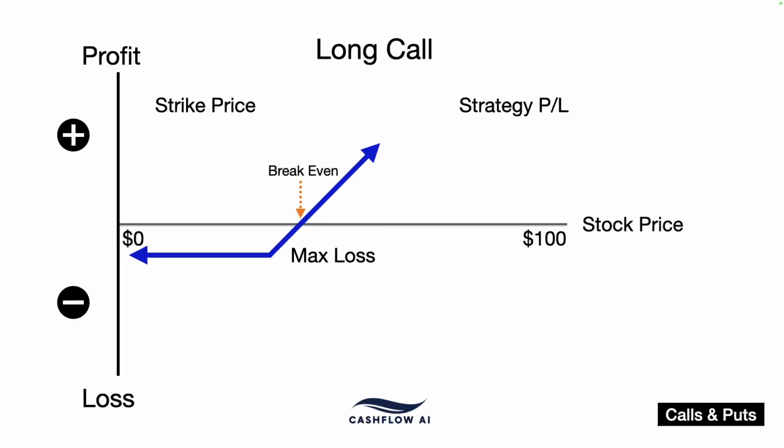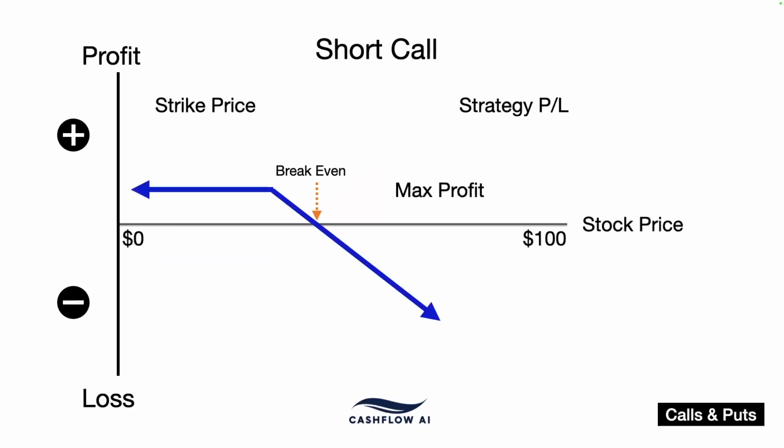A long call strategy is a bullish position. It is a position where we expect the stock to go higher. Now let's look at the complete opposite, which would be a short call. A short call is when you actually sell a call. Remember, we talked about how you can buy or you can sell calls.